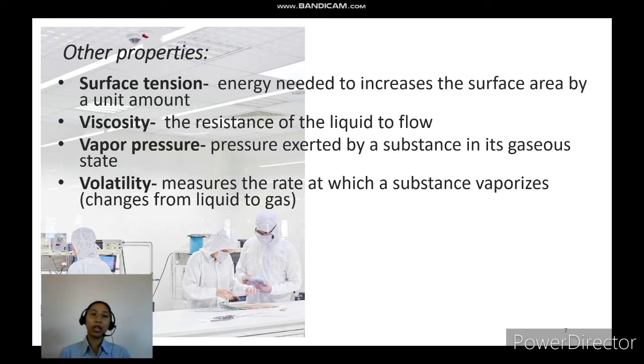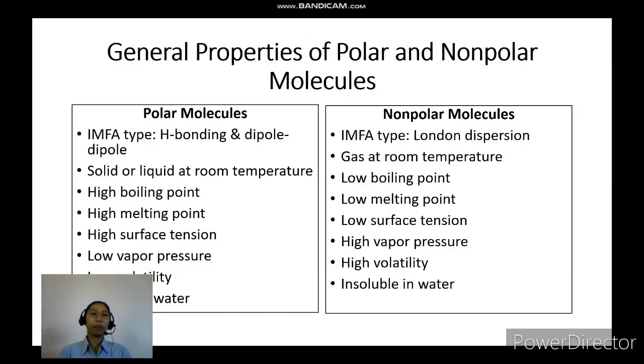The last property is volatility. So, this is the measure of the rate at which a substance vaporizes. So, pag mag vaporize, again, change from liquid to gas. Kung unsa ba kapaspas, volatility is the measurement of the rate. Rate means speed, no? Sa kapaspas nga ang isa ka liquid mahimo siyang gas, no? So the more volatile, syempre mas paspas mo himong mo transform from liquid to gas ang imong isa ka substance. So mao ni siya ang general properties of polar and non-polar molecules.